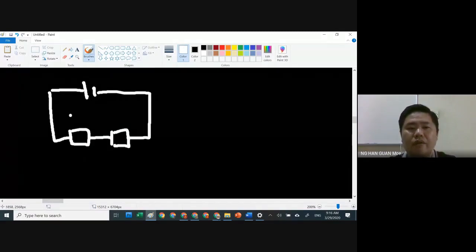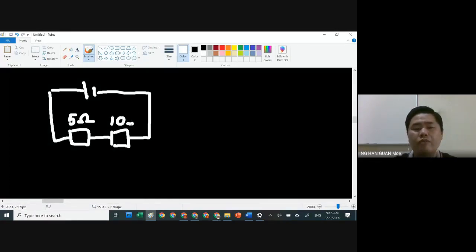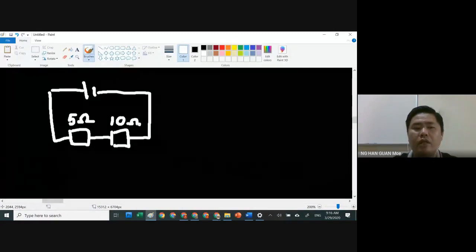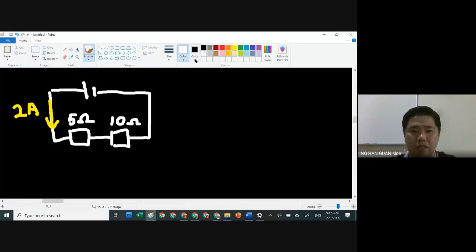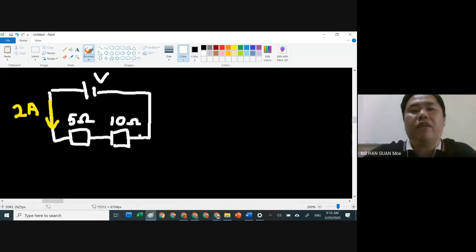Let's say I have 5 ohm here, and 10 ohm. And the current in the circuit is 2 ampere. How much is the voltage there? How much is the effective potential difference of the circuit?